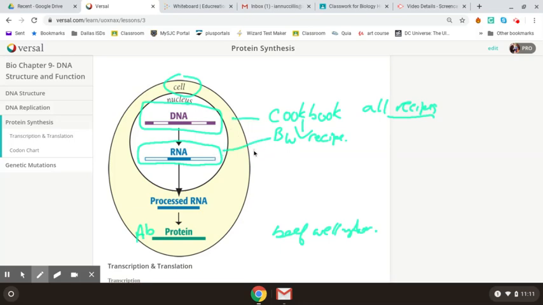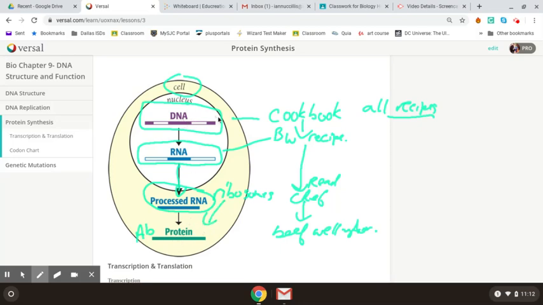Okay, so the DNA is equivalent to the cookbook. The RNA is equivalent to the individual recipe that we want, and then that recipe is going to be read, or processed, by somebody. And over here, it's going to be read by the chef. The chef is going to read the recipe, and then the chef is going to produce beef Wellington, right? Here in the cell, we don't have a chef. We have something called ribosomes.